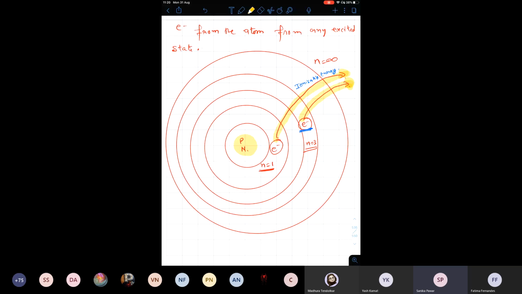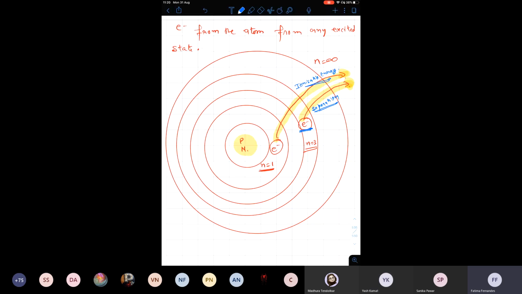Sir, but it should be in an excited state, right? Yes. If it is not in the ground state, it will be in the excited state only. दो ही तो चीज होती है, एक ground state, एक excited state. So understood? So when there is ion formation, the electrons are lost from the excited states, no?